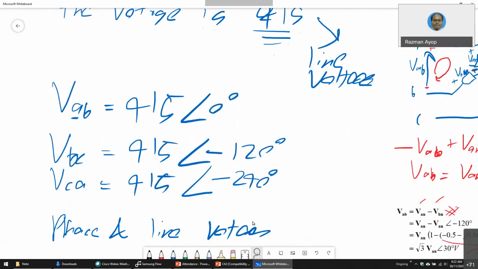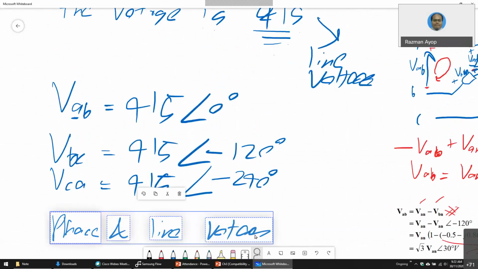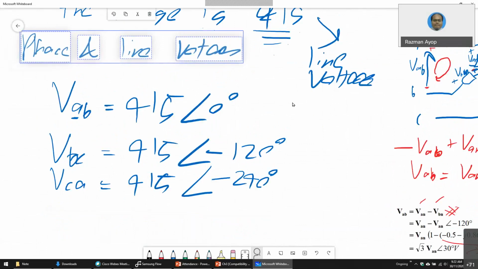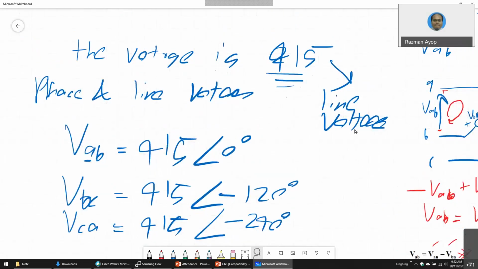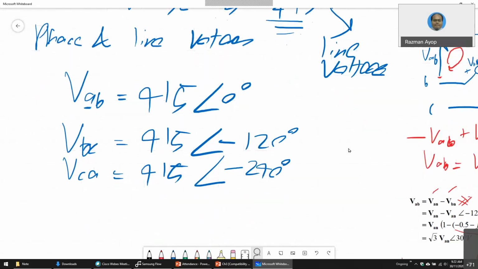Sorry, I cannot move my pen. Wait. Okay, if the question asks the phase and line voltage, this is a line voltage. And how about phase voltage?